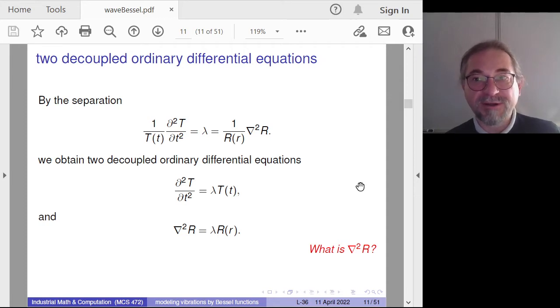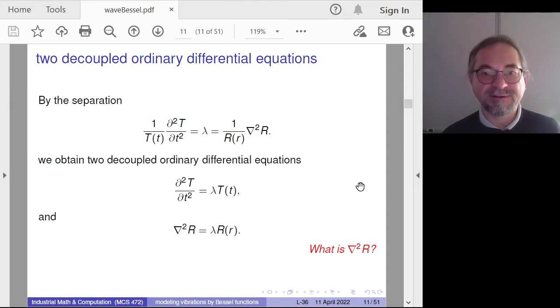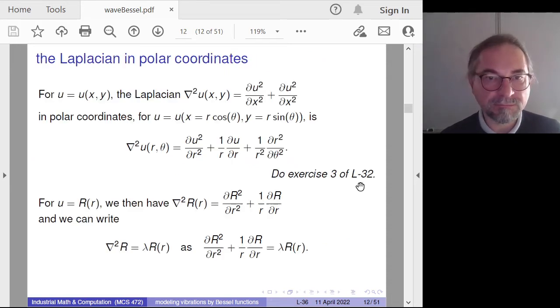Thus far, the polar coordinates have not really come in, but we only delayed. So what is now this Laplacian in polar coordinates? That's the key question now. Okay, if you have done your homework, then it is a homework exercise.